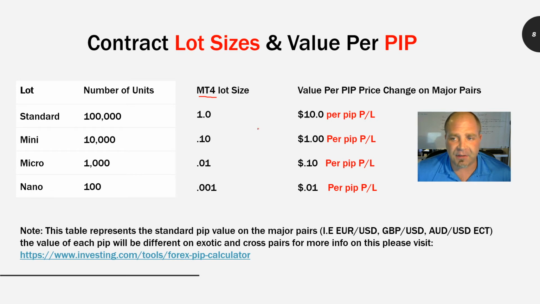That is a standard lot. Now, every pip movement, you can make or lose $10. So you could see how in the example we had in the last thing, a 10 pip move, you just made $100, which is not a big movement. So, putting on a standard lot, you can make money really fast. You can lose money really fast.